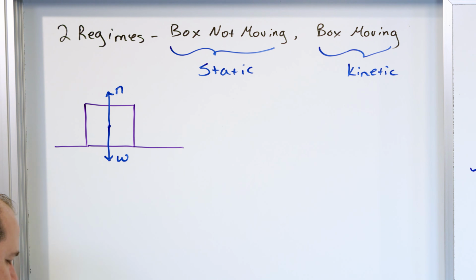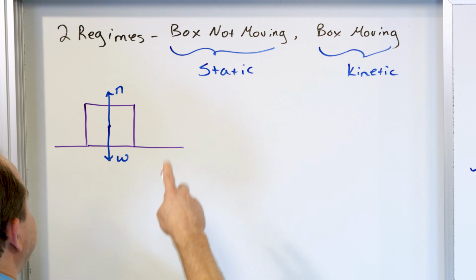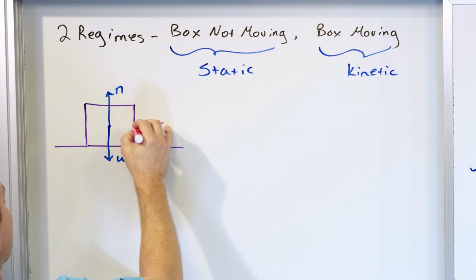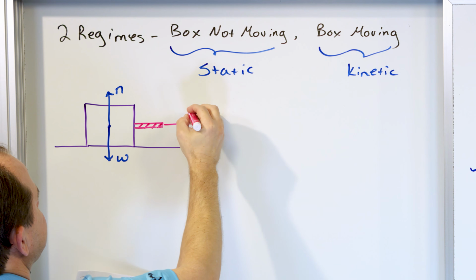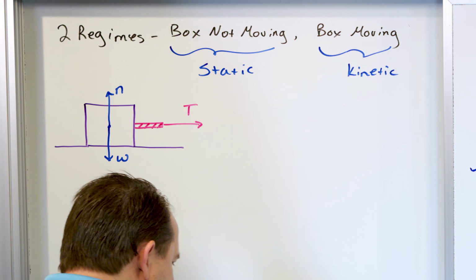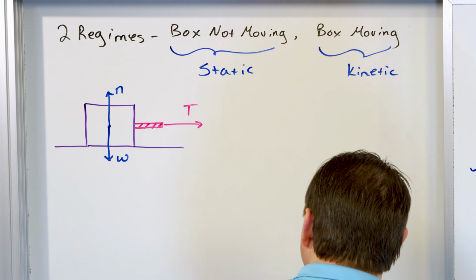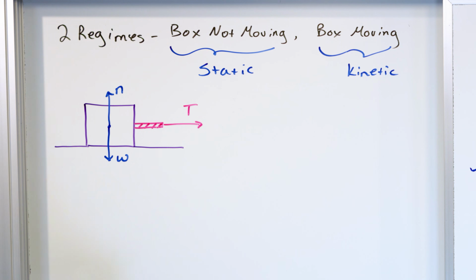All right, and then over here to the right, we have some rope or something. We can just pull on this thing with some tension T, like this. And we already basically wrote this down over here, but we're going to draw a bunch of pictures in sequence to make sure we understand.